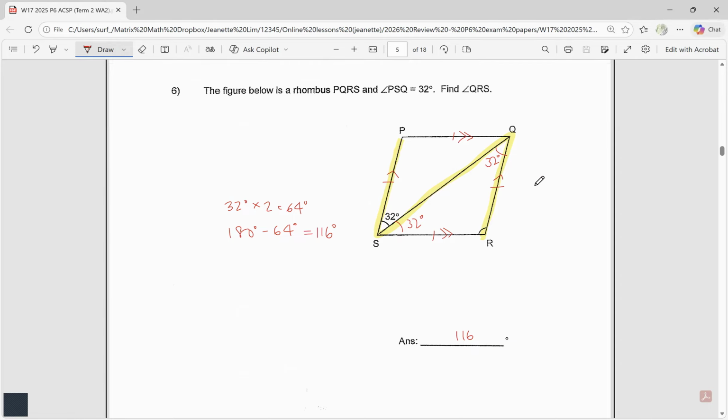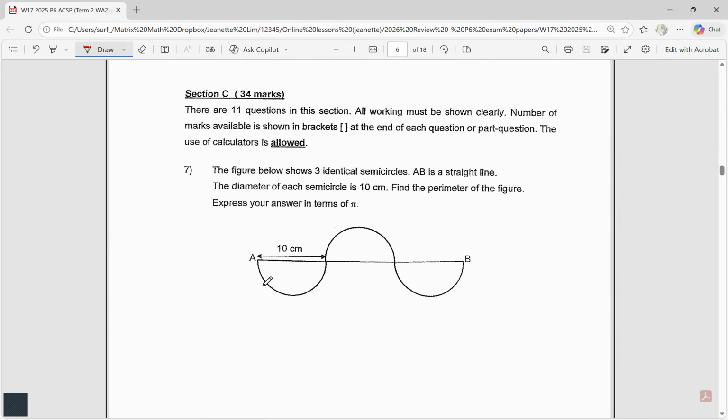Okay, now question 7. And this is section C, for which calculators will be allowed. The figure shows 3 identical semicircles, AB is a straight line. The diameter of each semicircle is 10 cm. You are supposed to find the perimeter of the figure. Give your answer in terms of pi.